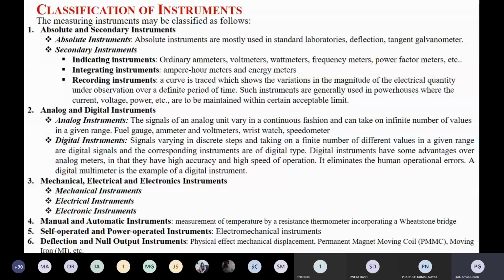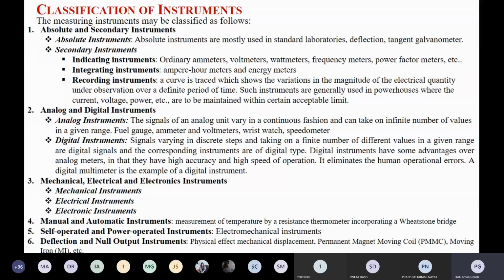So absolute instruments are normally used in standard laboratories. You can take an example like the tangent galvanometer, which we use for basic deflection, where we can detect how much deflection there is. Absolute instrument means it will give you an accurate response, an accurate result at any cost.